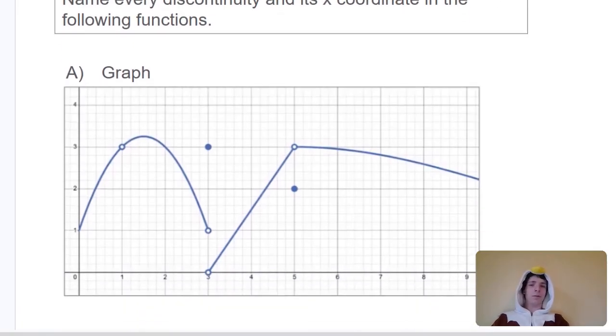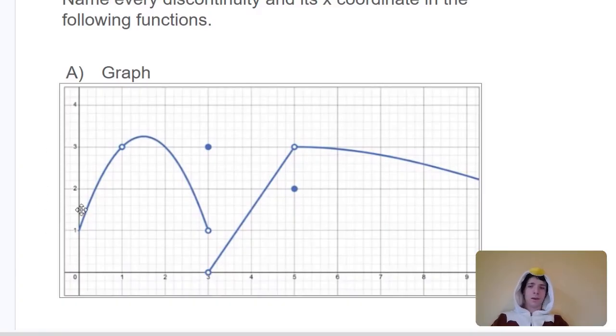Try to name every discontinuity and its x coordinate in the following functions. So the first one, we have this graph, and let's see what discontinuities we have. We have an open circle at x equals 1, so that's going to be a hole or a removable discontinuity. And then as x is approaching 3, we have it approaching 1 from the left and 0 from the right. So that's going to be a jump discontinuity.